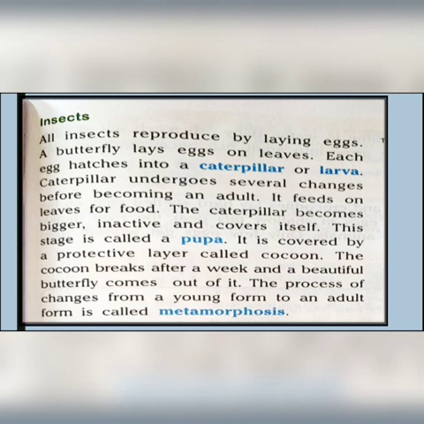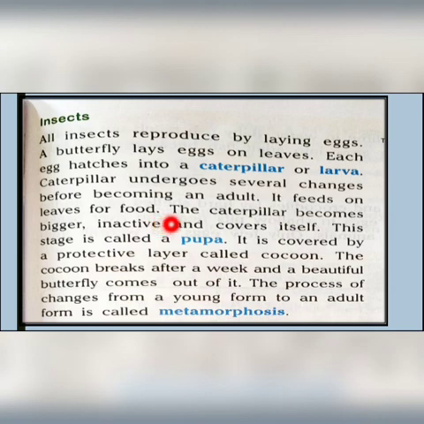Insects also reproduce by laying eggs. First, let us discuss the butterfly. A butterfly lays eggs on leaves, and each egg hatches into a caterpillar or larva. Then that caterpillar undergoes several changes before becoming an adult. It feeds on leaves for food.